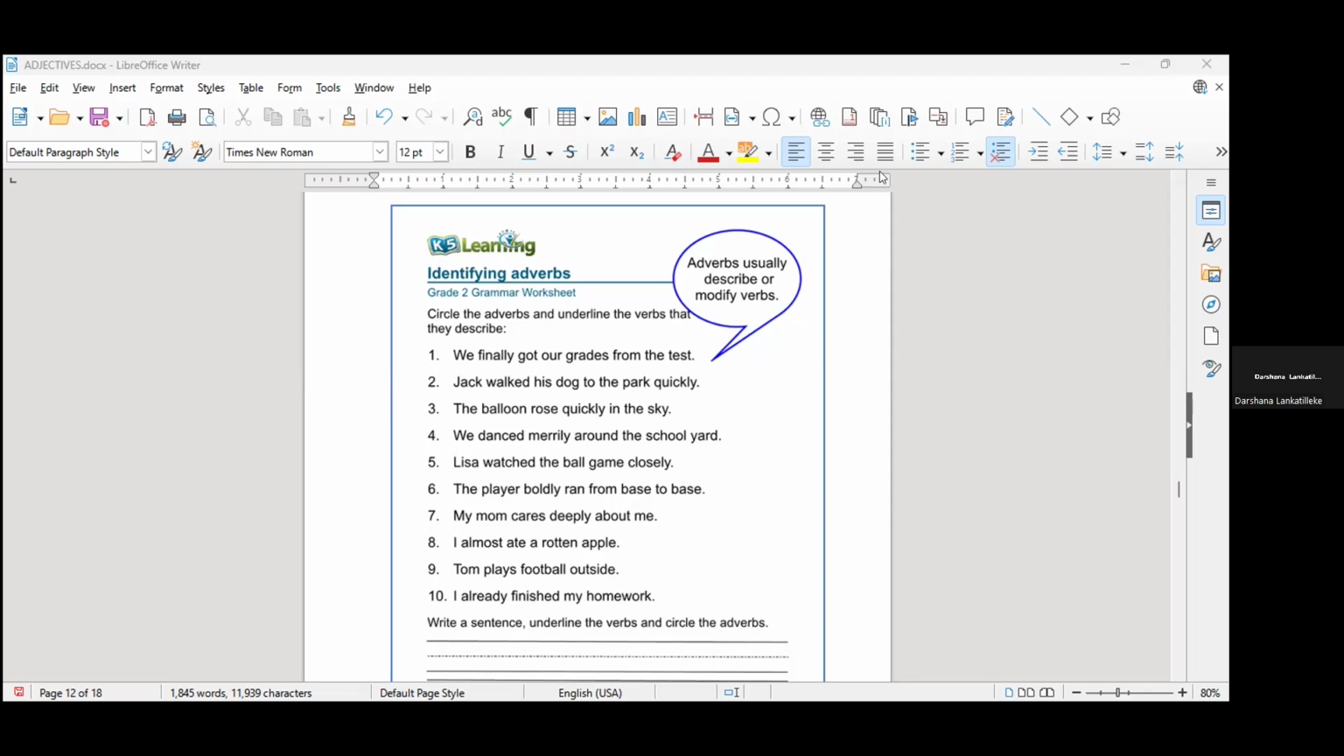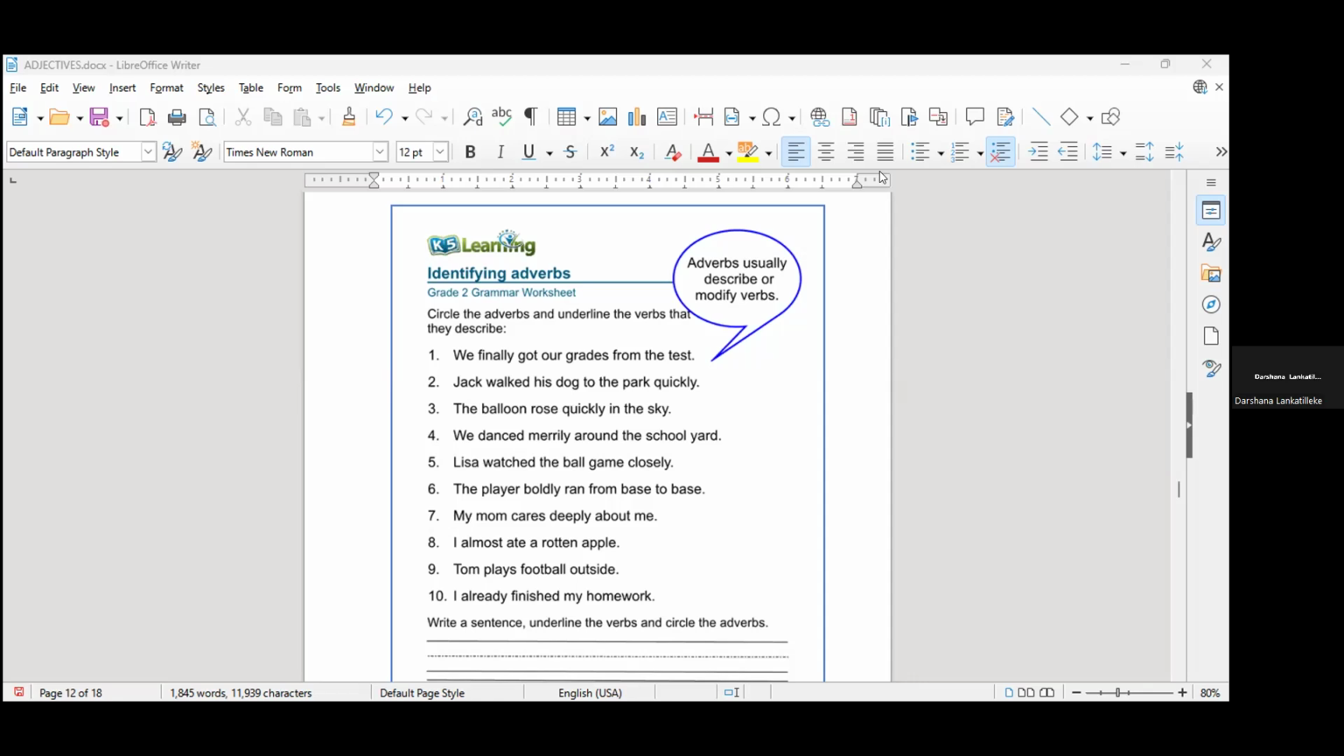Third one. The balloon rose quickly in the sky. Rose is the verb. Rose means the past tense of rise. Quickly is the adverb. Correct. Then number 4, we danced merrily around the schoolyard. Danced is the verb. Merrily is the adverb. Number 5, Lisa watched the ball game closely. Watched is the verb here. Watched how? Closely. Closely is the adverb here.